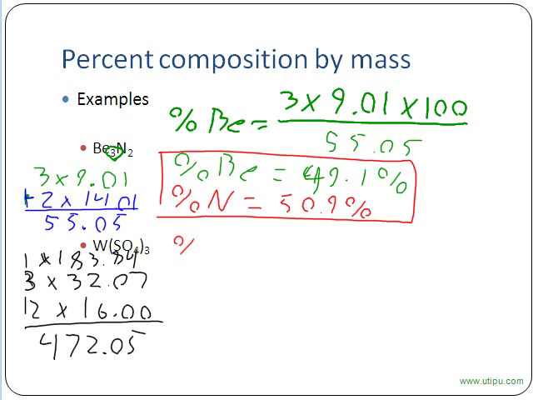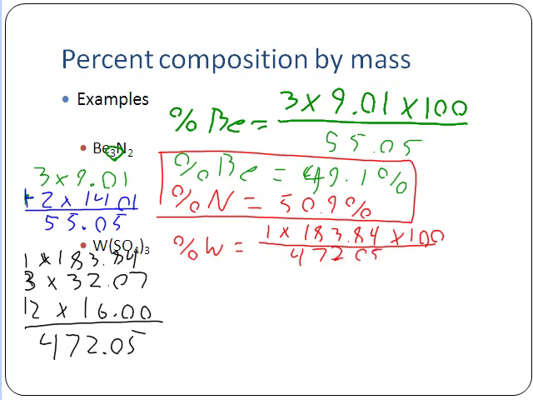If we want to find the percent tungsten, we ask how many tungstens do we have? Just 1. So 1 times the atomic mass of tungsten, which is 183.84, we already discussed that, times 100. And we're going to divide this by the total molecular mass, which is 472.05.